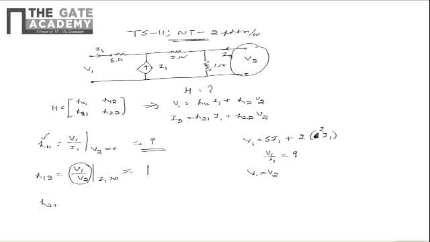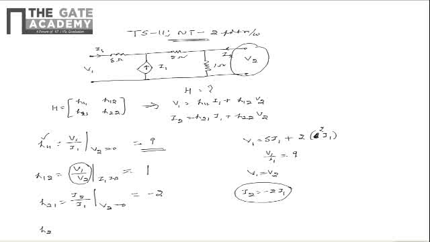Similarly, we can write H21 is equal to I2 by I1 when V2 is equal to 0. And we see that in this case, I2 is equal to minus 2I1. That is, when the output terminals are shorted, I2 can be written as minus 2I1. So H21 can be simplified as minus 2.